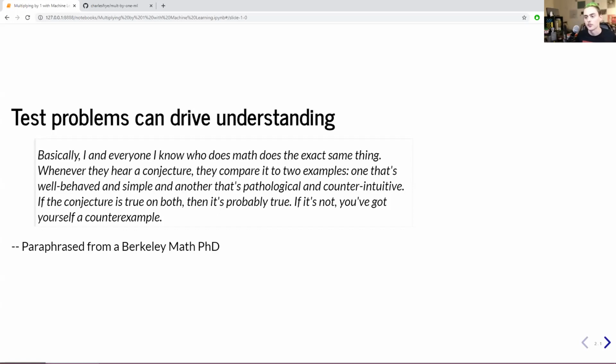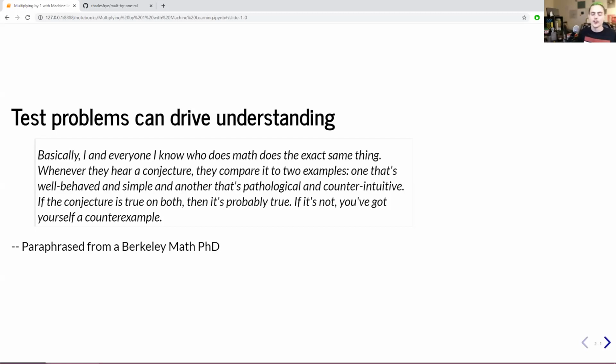And I think there's a really great explanation of this that I got from a friend who finished their PhD in math at Berkeley around the same time I was doing mine. What they said was, everyone I know who does math does basically the exact same thing to make their lives easier. Whenever they hear a conjecture, somebody's thought about how something might work in some branch of math, they compare it to two examples specific to that branch. One that's well-behaved and simple, and another that's pathological and counterintuitive. And if the conjecture is true on both, then it's probably true. And if it's not, then you've got yourself a nice counterexample.